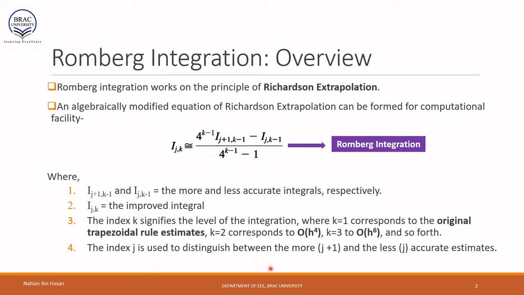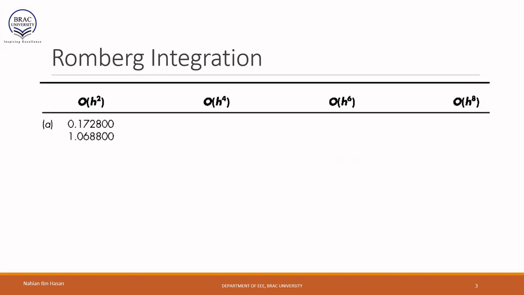j is used to distinguish between the more and the less accurate estimates. The more accurate result is denoted by j plus 1, and the less accurate result is denoted by the j term. Okay, so j is connected to the more and less accurate results, and k is connected to the level of integration. If you just look at an example, then it will be very clear how this Romberg integration is used.